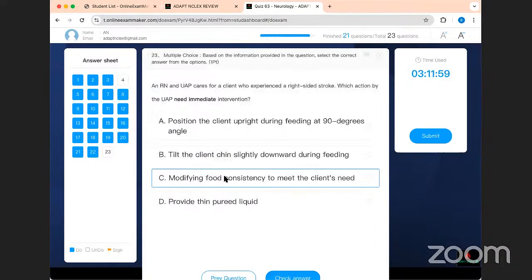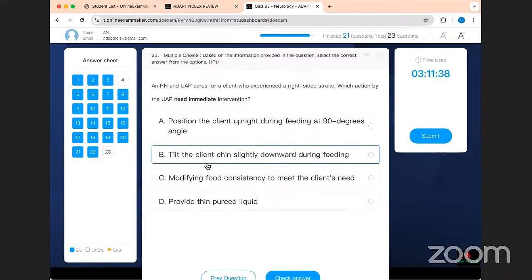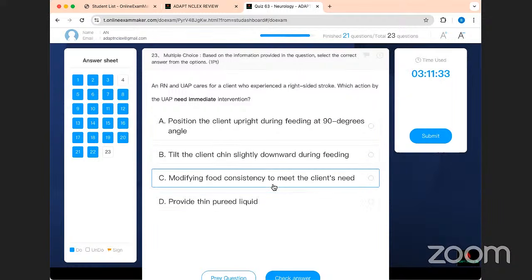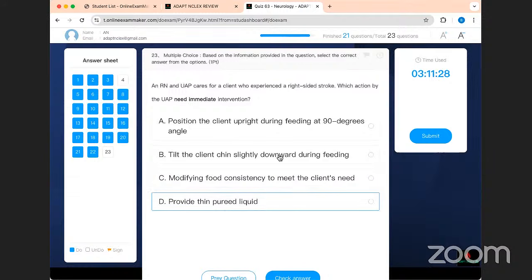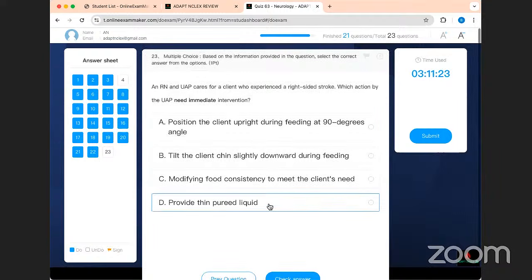And the last question. An RN and UAP care for a client who experienced a right-sided stroke. I've given you the key about that. Right-sided stroke, it means the brain, okay? Right-sided stroke. Which action by the UAP needs immediate intervention? Position the client upright during feeding at 90 degrees. Tilt the client's chin slightly downward during feeding. Modifying food consistency to meet the client's need. Providing thin liquid. Which of these actions by the UAP requires intervention?